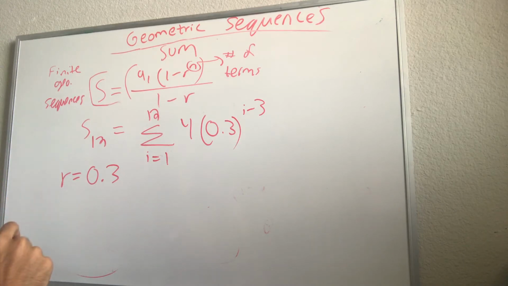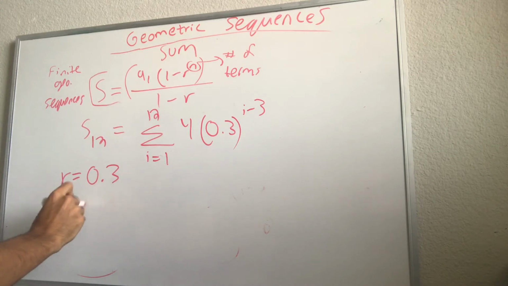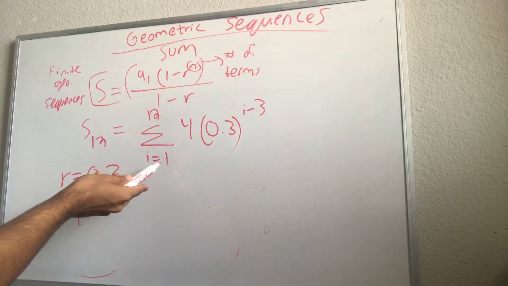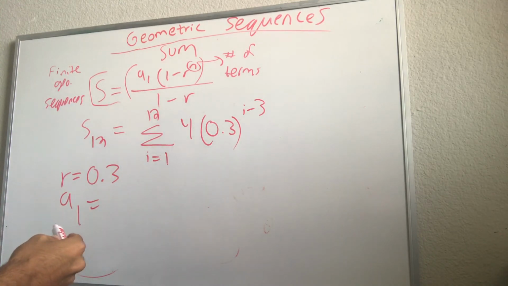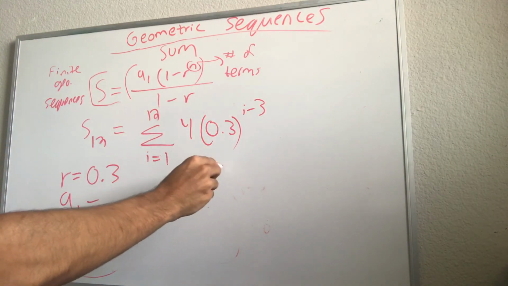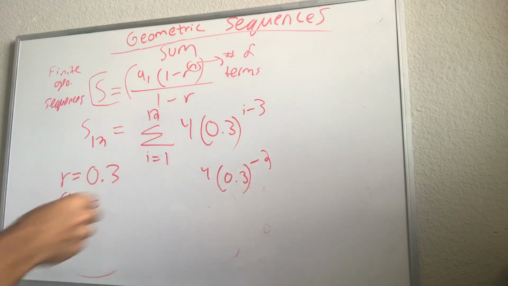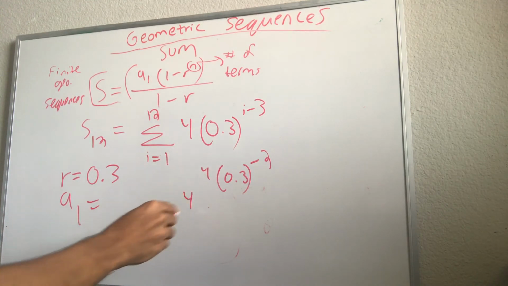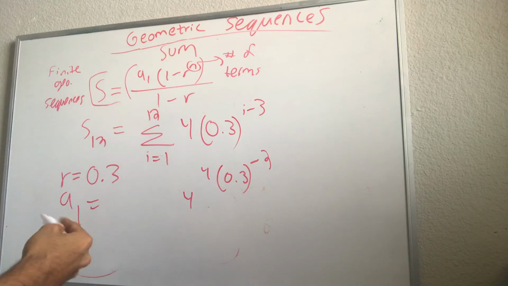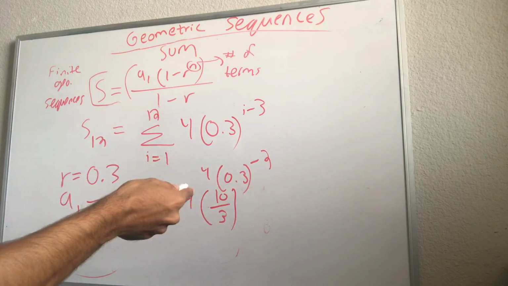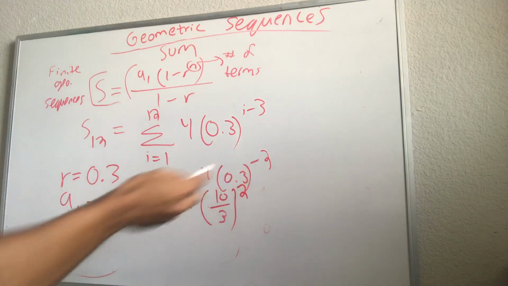So you know your common ratio is 0.3, and then your first term is something that you want to know. To find the first term, you're plugging 1 here, and that makes sense because i equal to 1 is where your range starts. That's the first value, a1. So we plug 1 here, and we see that's 4 times 0.3 to the power of 1 minus 3, which is negative 2. Really 0.3 is 3/10, and raised to a negative power, that means we take its reciprocal, 10 over 3, to the power of 2. So it becomes positive now.